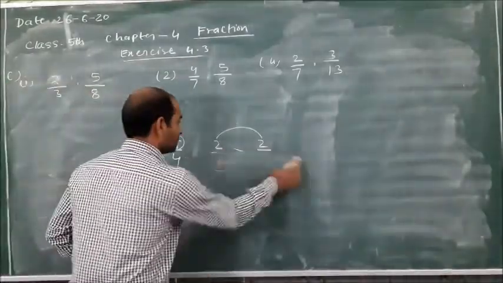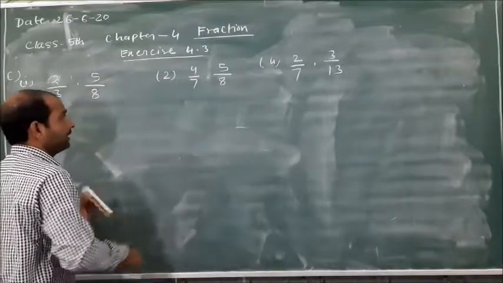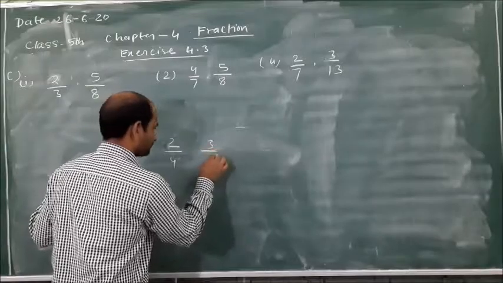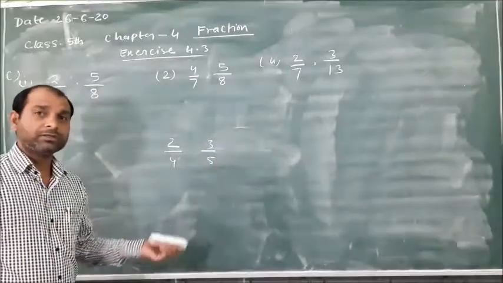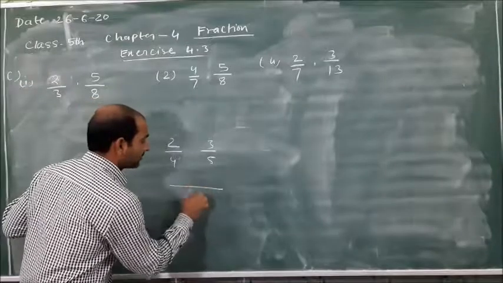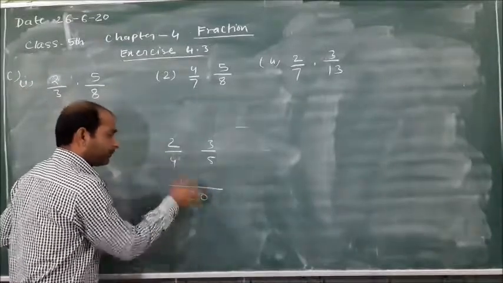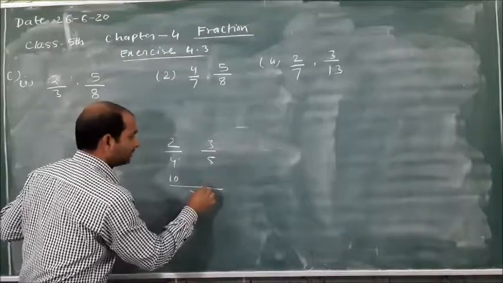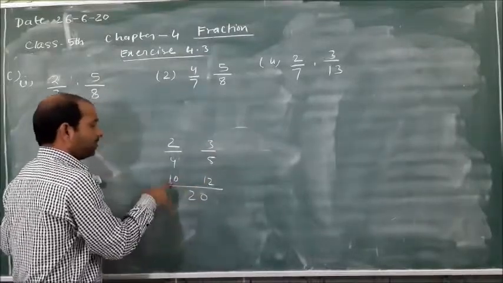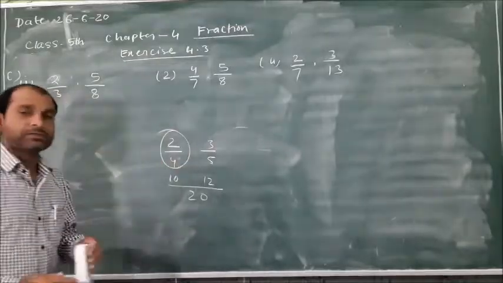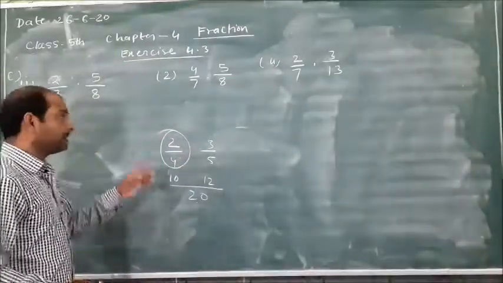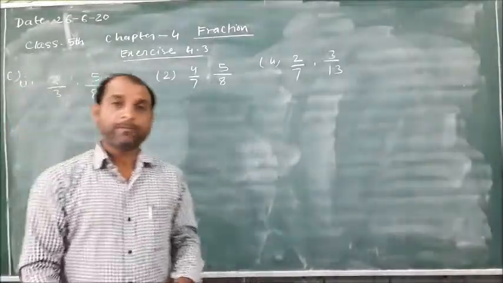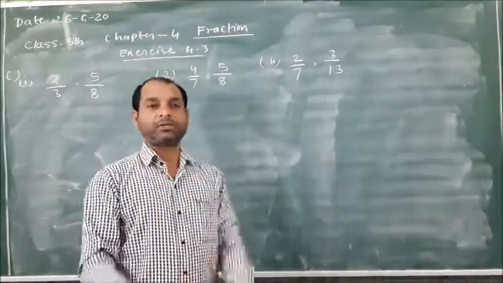Here the numerator and denominator are not equal, so second, how do we compare? We take the LCM: 4 and 5 give 20, 5 twos are 10, 5 fours are 20, 4 threes are 12, and 10 is smaller, so 2 upon 4 is smaller. We take the LCM, and the fourth method is that we compare the numbers by cross multiplication.